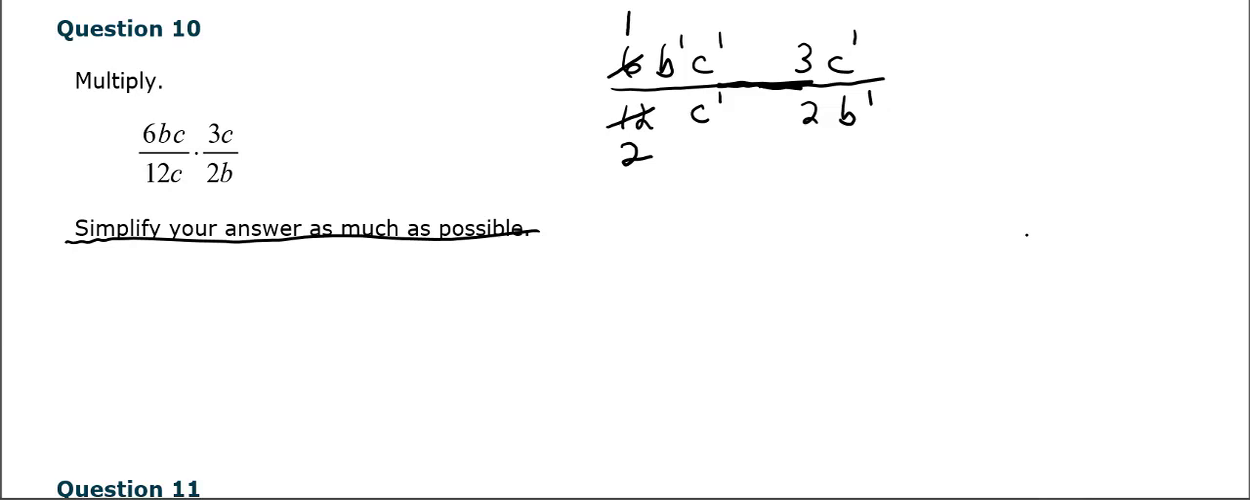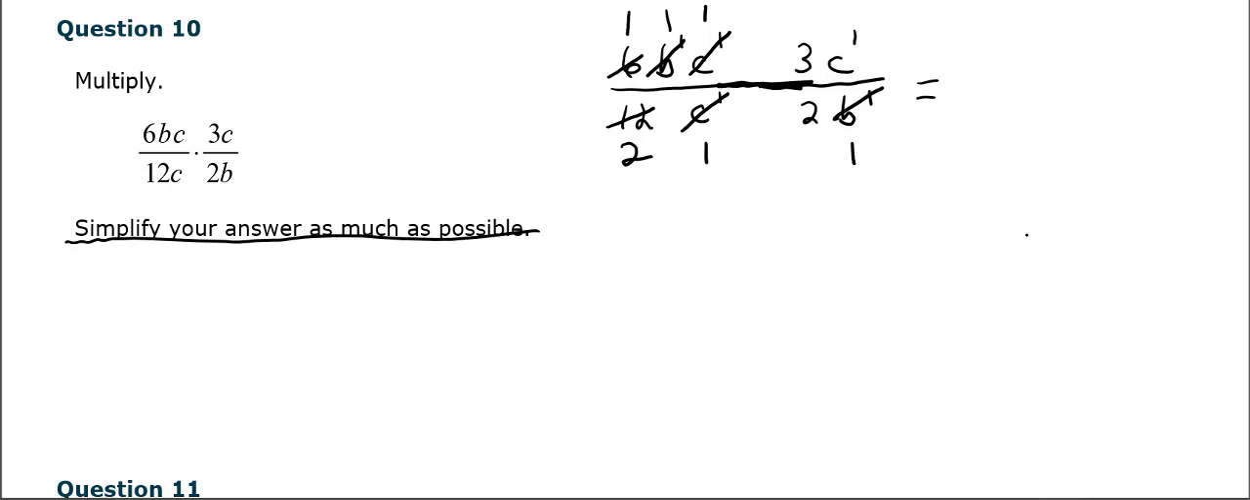Now we see also that c to the first is in both the numerator and denominator, and again, anything over itself reduces to 1. And we also have b to the first in the numerator and denominator, which again reduce to 1. Now, nothing else reduces, so we go ahead and multiply straight across.